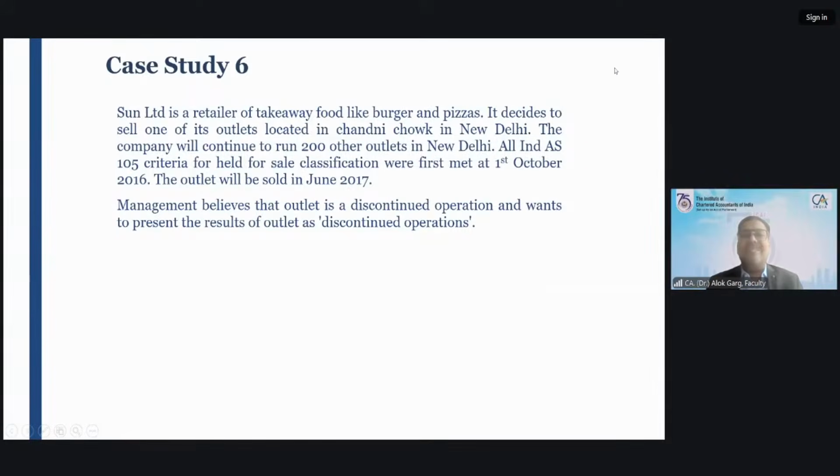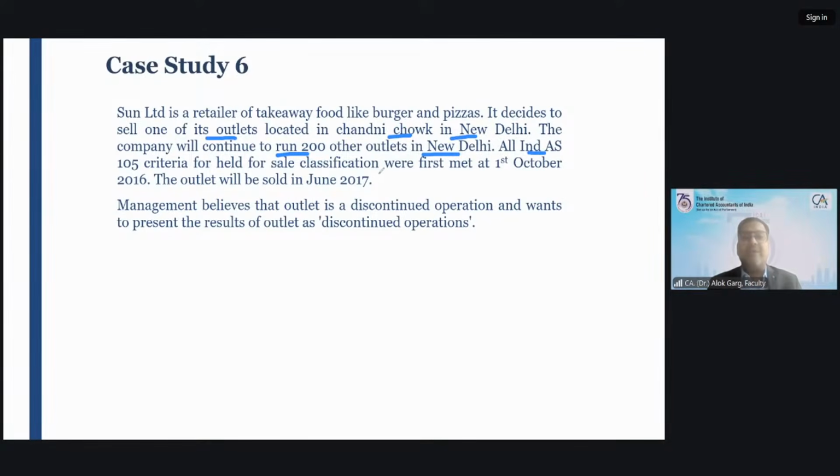Sun Limited is a retailer of takeaway food like burgers and pizzas. It decides to sell one of its outlets located in Chandni Chowk in New Delhi. Chandni Chowk is an area in New Delhi near Lal Qila. The company will continue to run 200 other outlets in New Delhi. So in New Delhi there are 200 outlets, and the company has shut down one outlet, and will continue to run 200 other outlets.